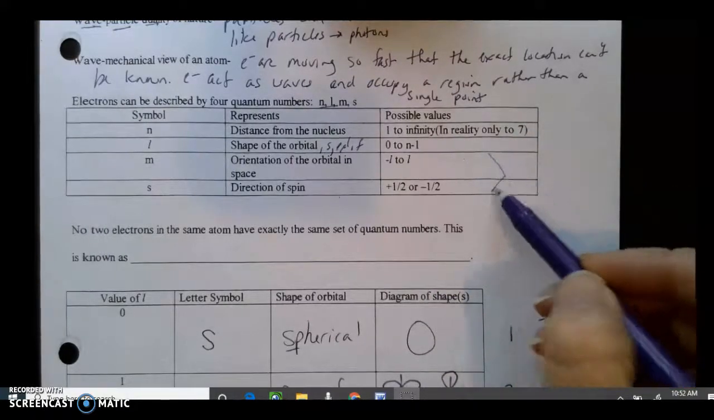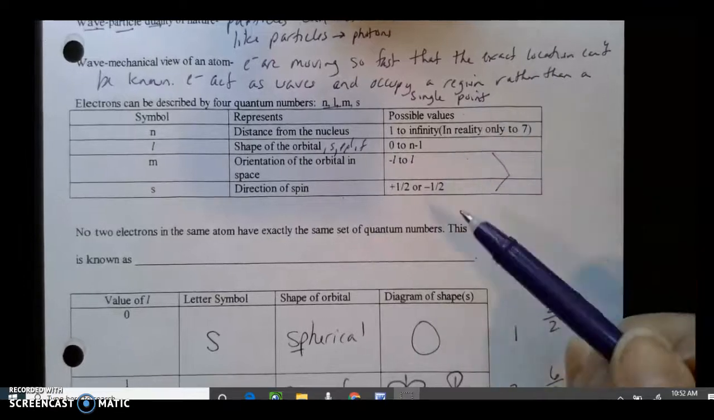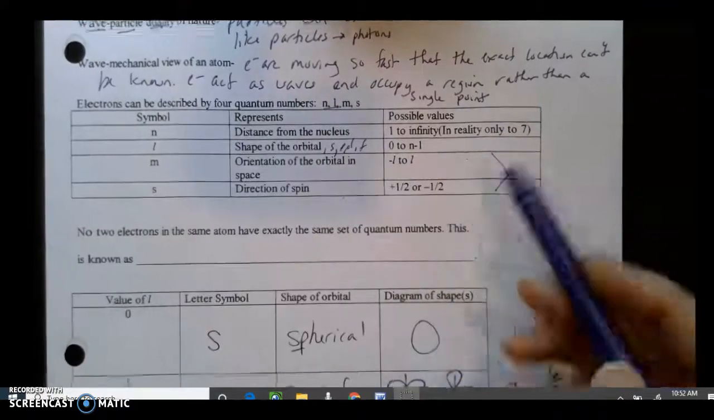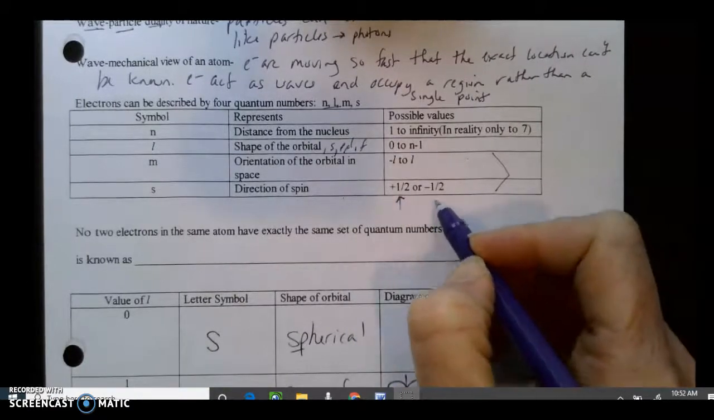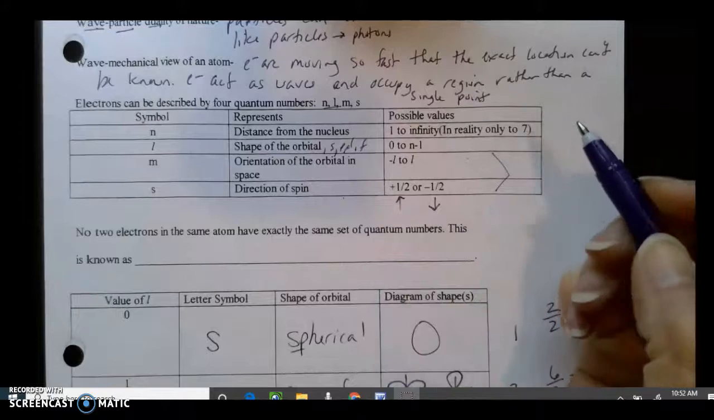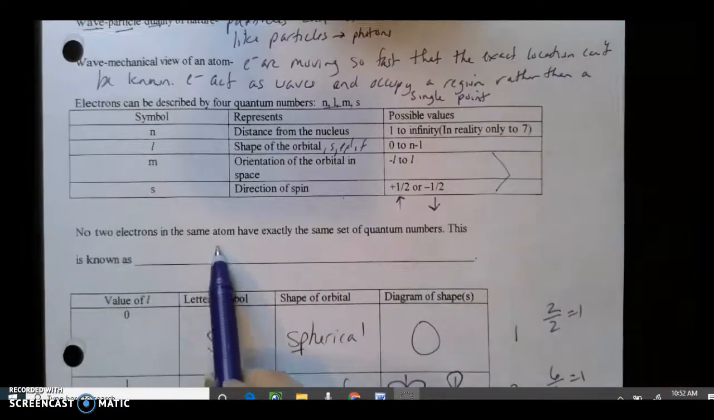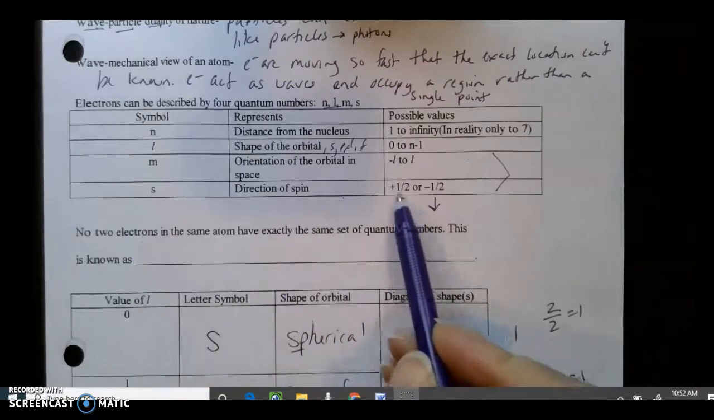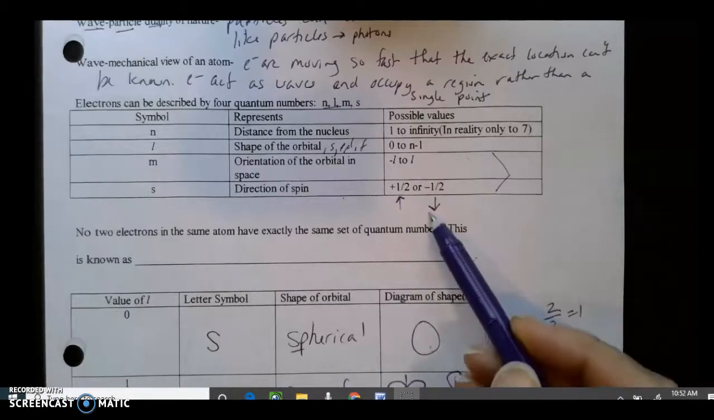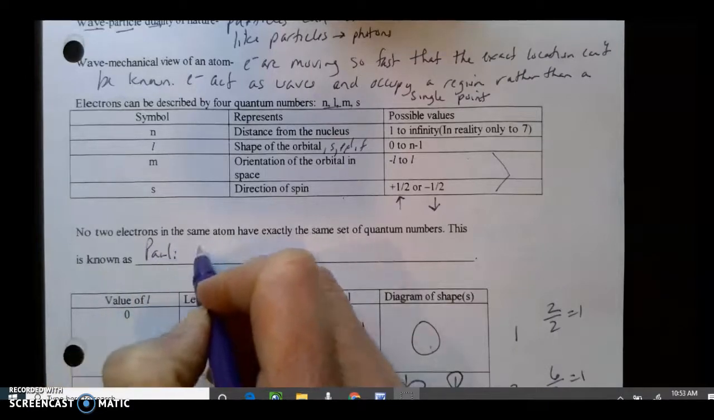So today's focus is going to be looking at these two ideas, the orientation of the orbital in space and the direction of the spin. You'll notice that these are opposite. So we're going to do an up arrow to represent a plus 1/2 and a down arrow to represent a minus 1/2. So this is important. Each electron is unique. No two electrons in the same atom have exactly the same set of quantum numbers. So even the two that are in the 1s are going to be slightly different. And this is known as the Pauli exclusion principle.